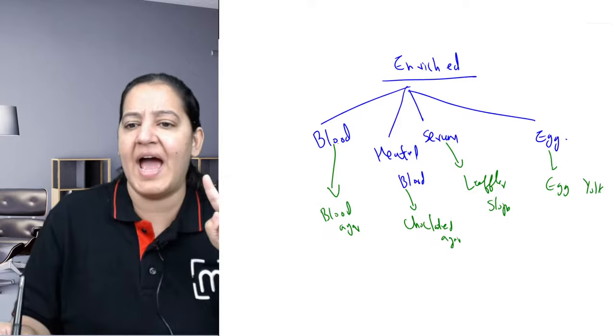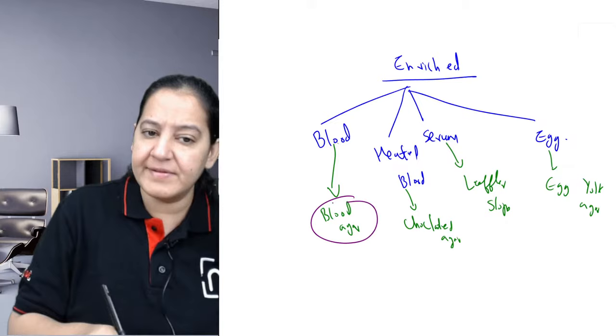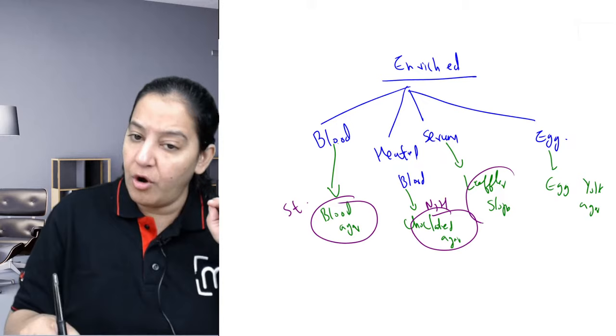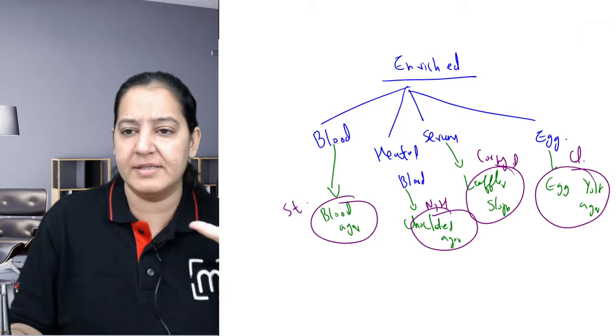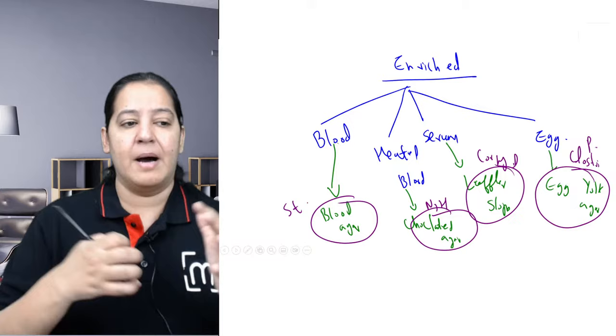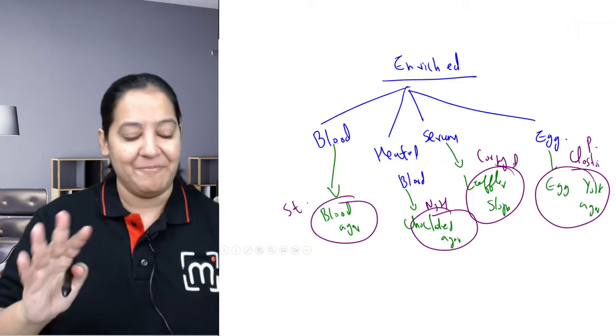Now tell me the name of the bacteria which require these. Blood agar is required by Streptococcus. Chocolate agar is required by Neisseria and Haemophilus. Loeffler serum slope is required by Corynebacterium diphtheriae, and egg yolk agar is required by many bacteria. Such as Clostridium. All the Clostridium, especially Perfringens, require it. So these are the examples. Yes, Padmavati. So you should understand the definition with example with images. I guess the concept is crystal clear to you.